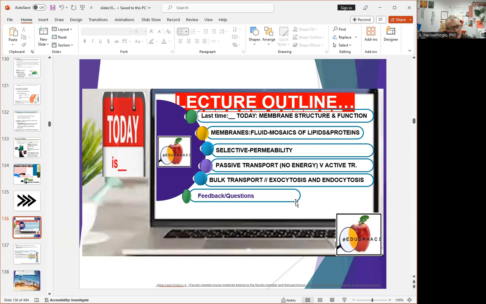Make sure that you keep reading from chapter 3 all the other organelles and their functions. Plant versus animal versus bacteria, plastids we talked about. And the next thing is to talk a little bit about membranes specifically and transport.